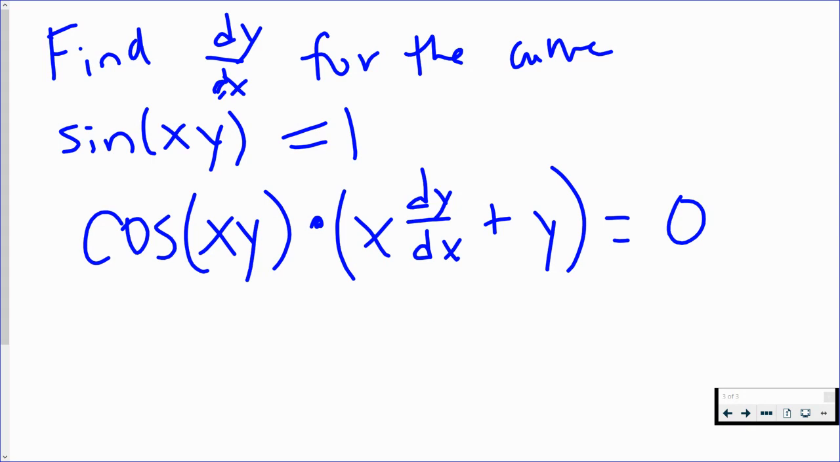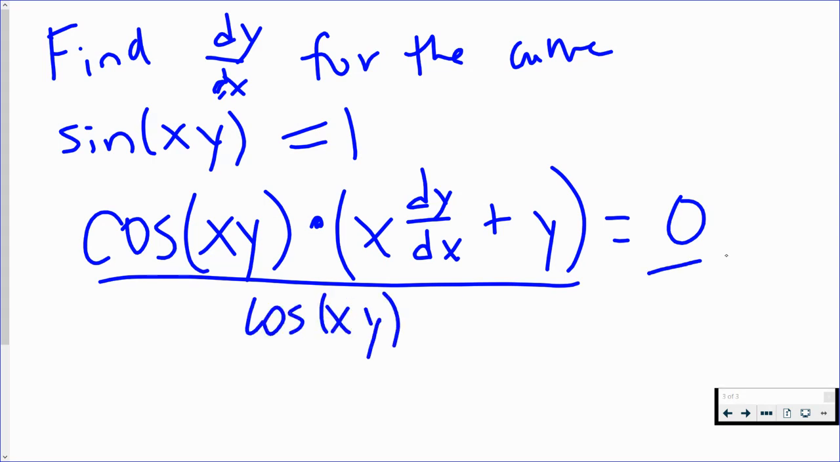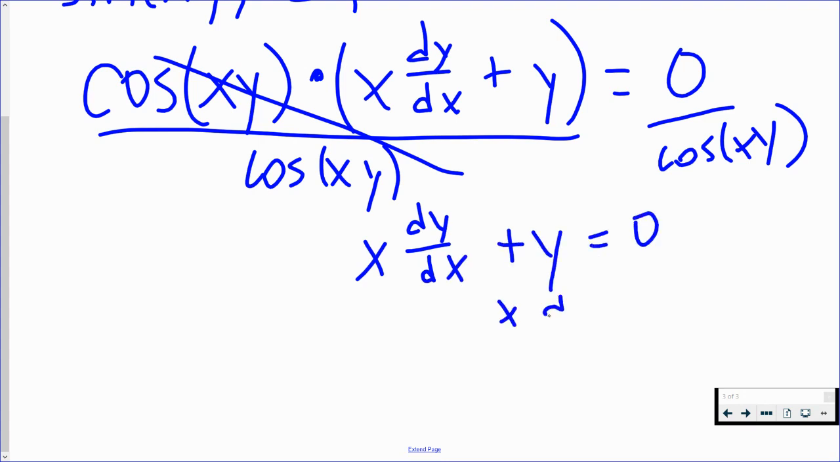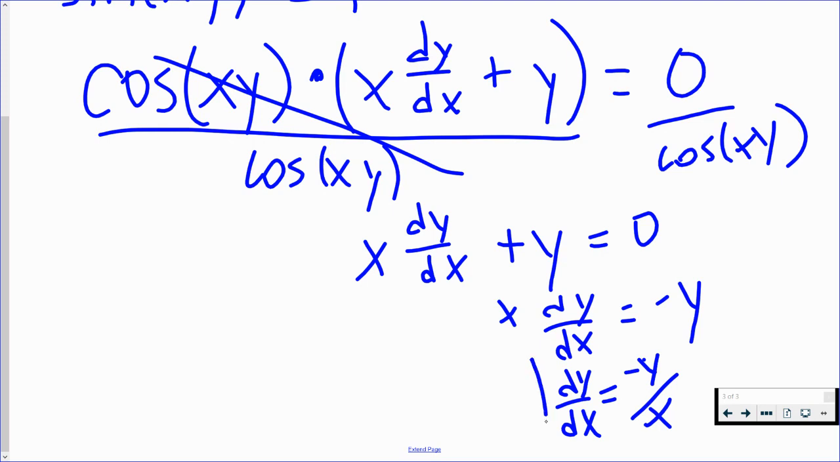So now let's take a look from where we left off. First thing we've got to do, let's get rid of that cosine of xy. It's multiplied by this entire thing, so we can divide both sides by cosine of xy. Okay, that's gone now. If we do that, take a look on the right-hand side. 0 divided by anything is still 0, right? So we just have x dy/dx plus y equals 0. Subtract y: x dy/dx equals negative y. Divide by x, and dy/dx, our derivative, is negative y over x.